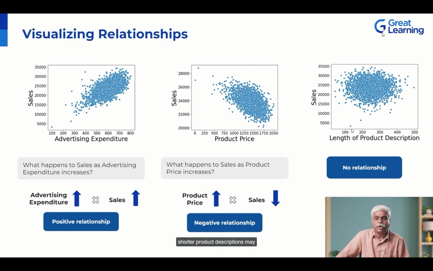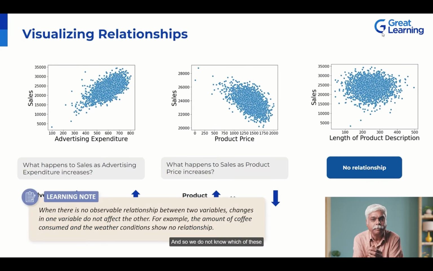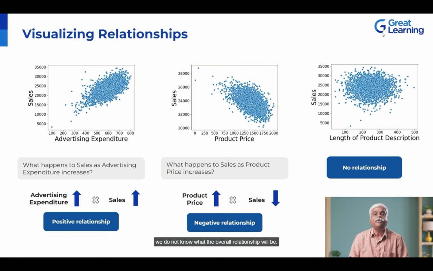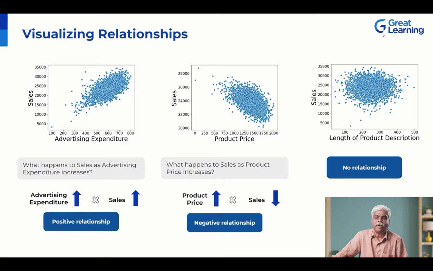Because remember, shorter product descriptions may make the product very snappy, make it attractive, easier to catch the eye. A jingle may help. But a longer product description will also give the customer more information. They can make a more informed decision. And information is quite often power in the hands of a potential customer. And so we don't know which of these patterns is going to win. And when there are multiple patterns like this, multiple market dynamics going on, we don't know what the overall relationship will be. And we end up with a relationship in the data that is neither positive nor negative, but flat.